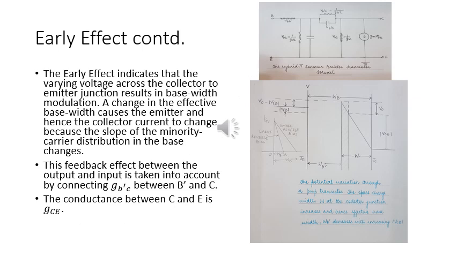The early effect indicates that the varying voltages across the collector to emitter junction result in base width modulation. A change in the effective base width causes the emitter and hence the collector current to change because the slope of the minority carrier distribution in the base changes. This feedback effect between the output and input is taken into account by connecting GB'C between B' and C. The conductance between C and E is GCE.